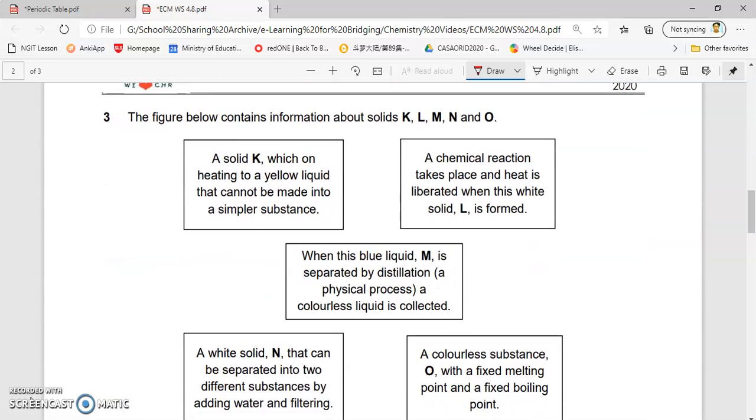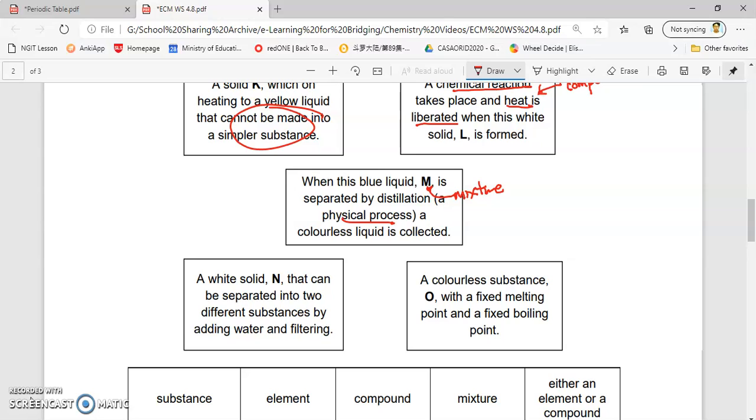Next one, cannot be made into anything simpler. So K, element. Chemical reaction has taken place, so heat is involved. Heat is liberated, so therefore we know L is formed by a chemical reaction, therefore this should be a compound. Can be separated by a physical process, so therefore M must be a mixture. And can be separated into two different substances by adding water and filtering, so this is actually filtration. Filtration is a physical process of separation. So therefore N must be a mixture.